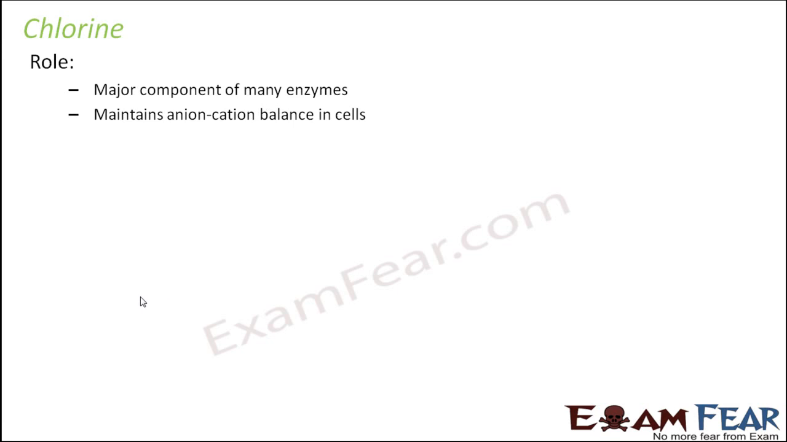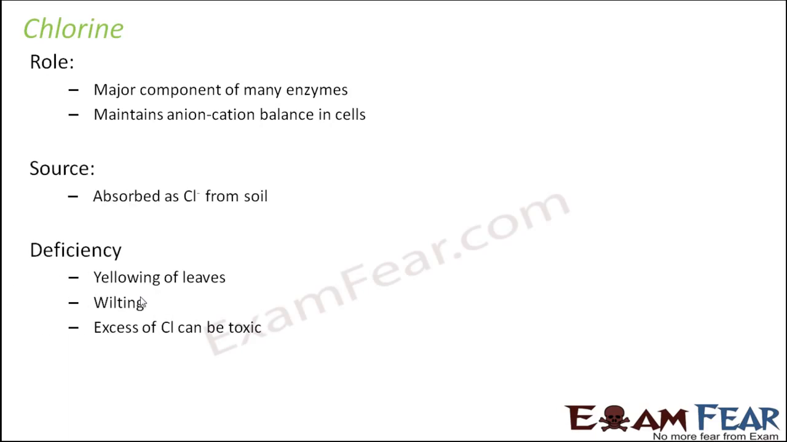Chlorine. It is a major component of many enzymes. It is involved in many processes like osmosis, and as a result of which it maintains the anion-cation balance in the cell. The ionic balance for plants to take up the mineral elements as well as during photosynthesis. So they play an important role.